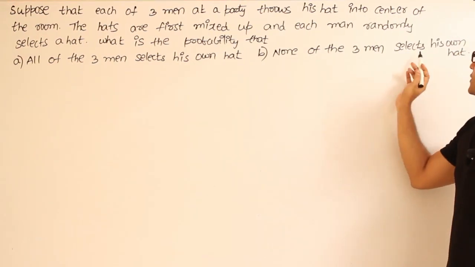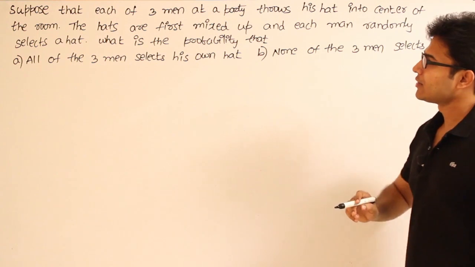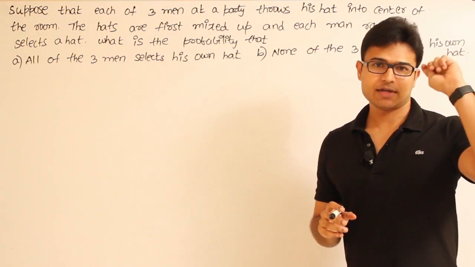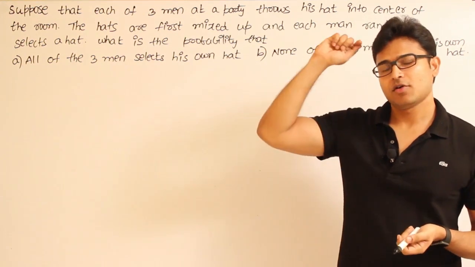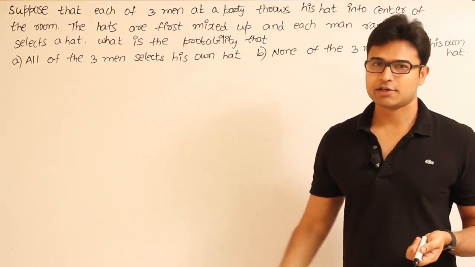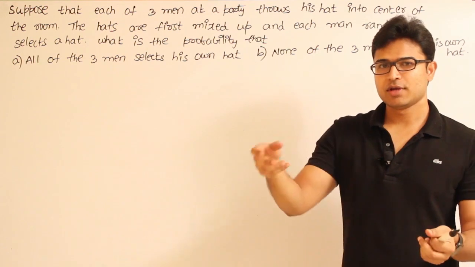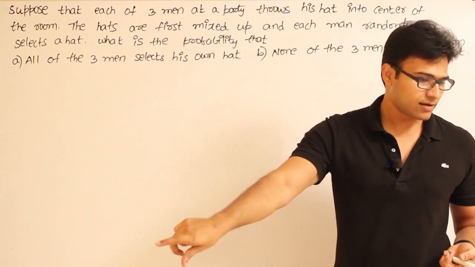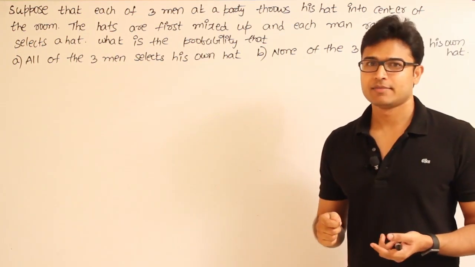B. None of the three men selects his own hat. So try to understand this question. Now there are three men and they are having hats. They will take out their hats and throw them into the center of the room. Now in the center of the room they are all mixed up, and these three men, without looking at the hat, are supposed to pick the hats at random.